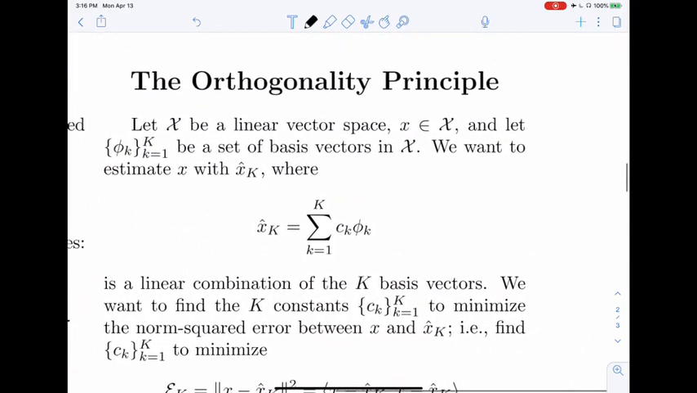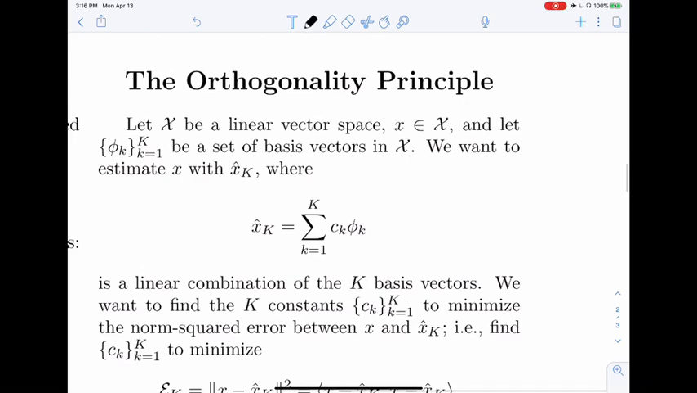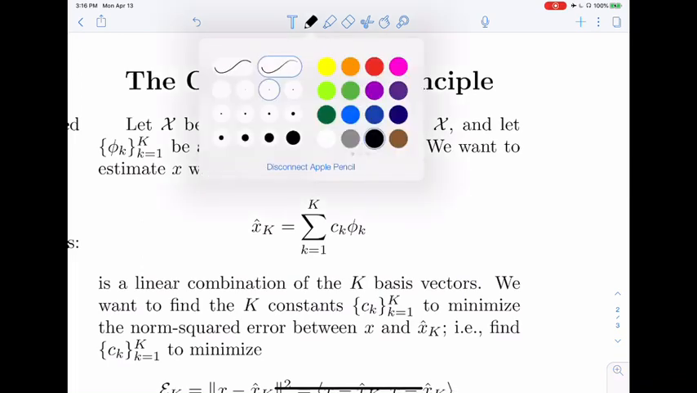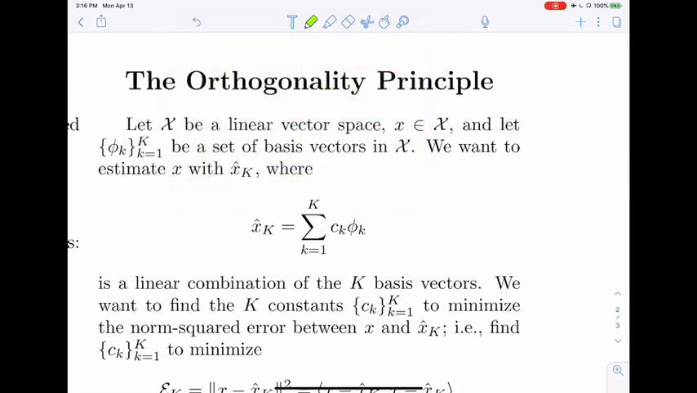This second column is labeled the orthogonality principle. The orthogonality principle is just an idea that is going to help us when we try to estimate an object that is in a linear vector space using building blocks. And those building blocks, the better mathematical term for that, is something called basis functions. So let's set up the basic idea.